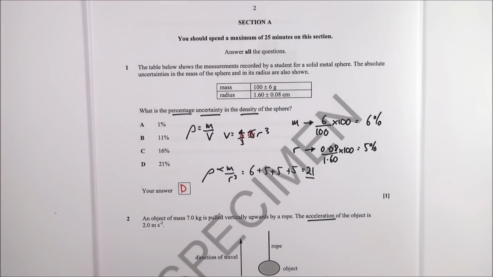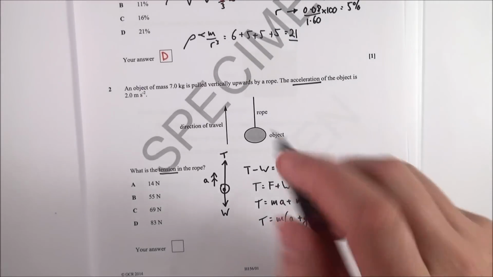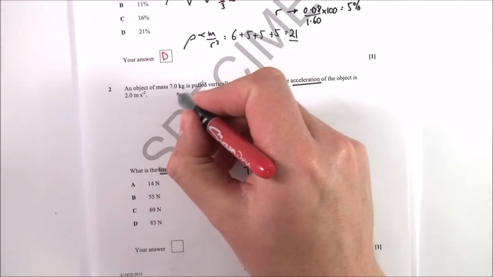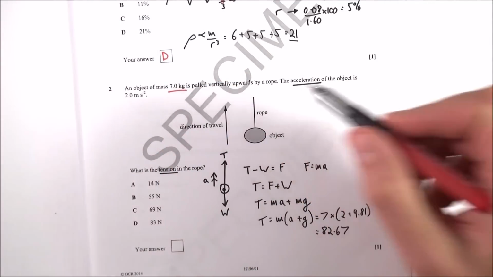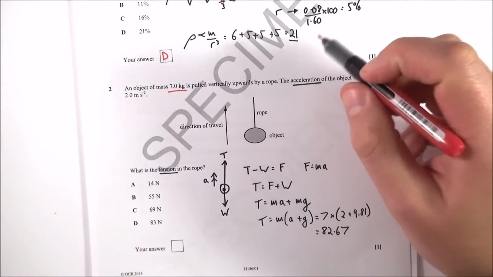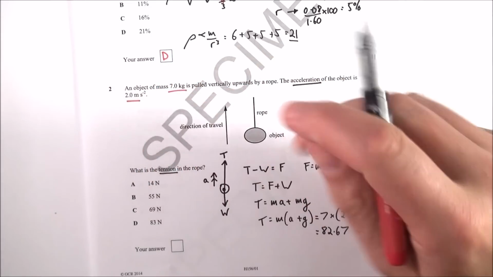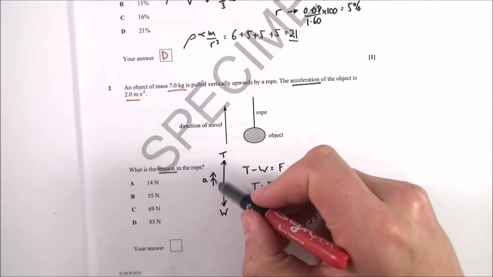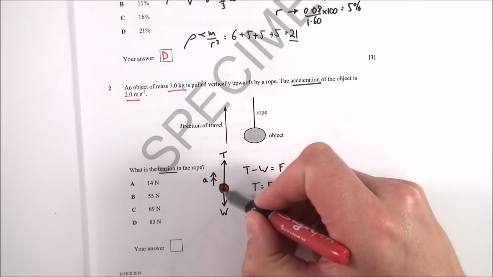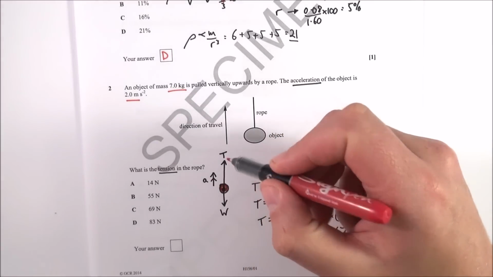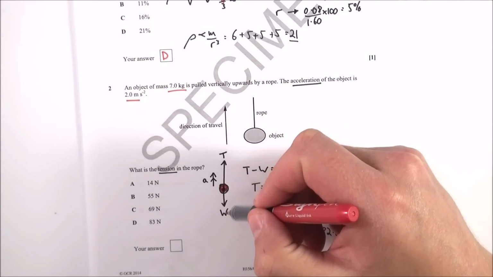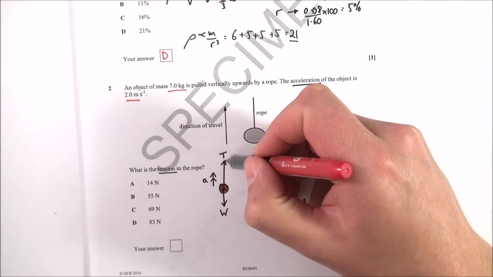Second question, this one here, I must say I got it wrong the first time. I didn't read the question. So first of all, you've got an object of mass 7 kilograms that's pulled upwards. It's accelerating upwards at 2 meters per second squared. So what I did was I drew it. So here is my object, doesn't really matter what it is. And basically there's two forces acting on it. You've got the weight acting down and you've got the tension pulling up.